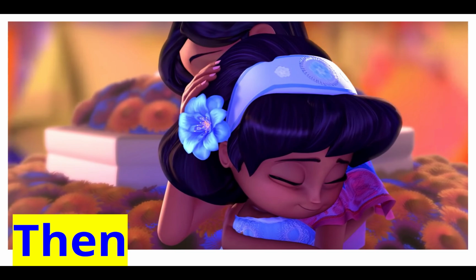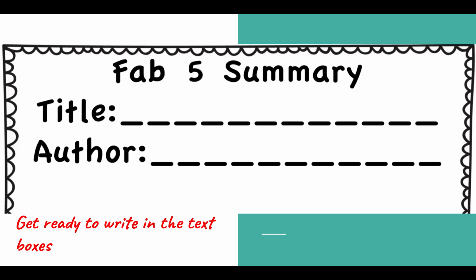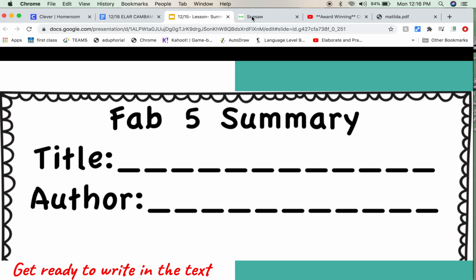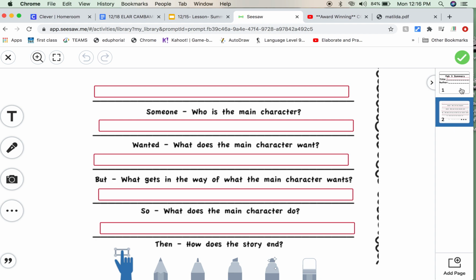So whenever you write a Fab 5 summary, you have to use those 5 keywords in your summary to start off your 5 sentences. Someone, wanted, but, so, and then. Get ready to write in the text boxes now. So add a response in Seesaw, and we're going to now write our summary. You're going to answer someone. Who is the main character in the first text box? Wanted. What does the main character want? But what gets in the way of what the main character wants? So what does the main character do? Then how does the story end?